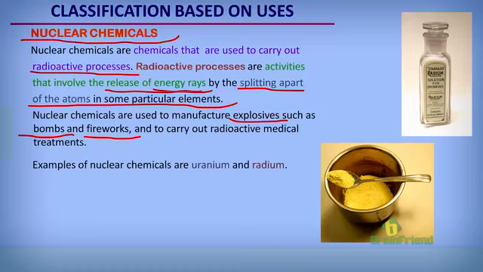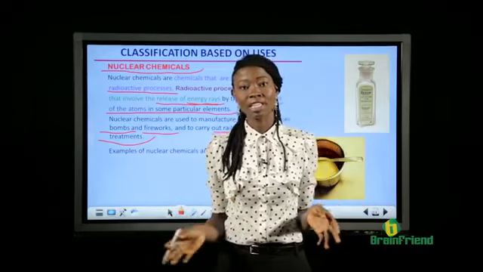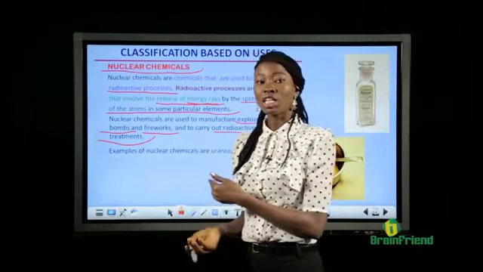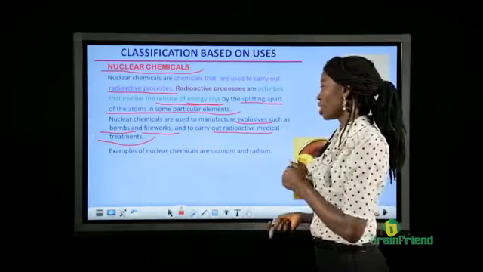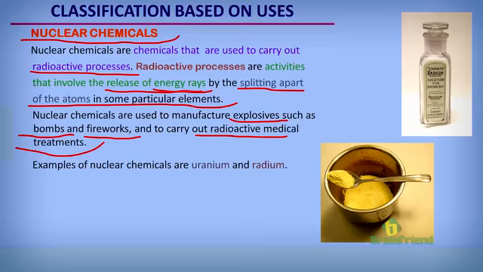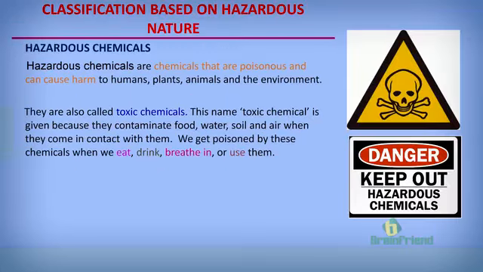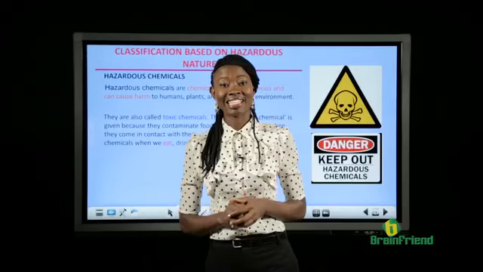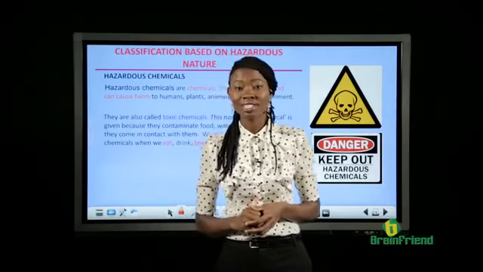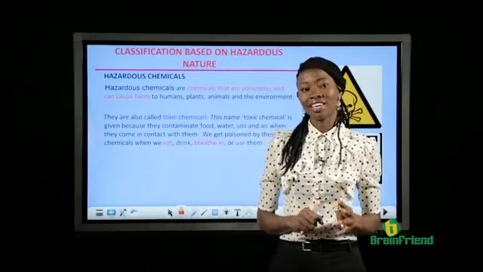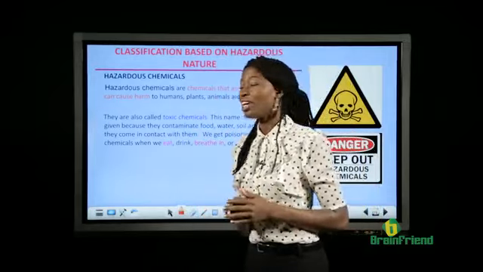Nuclear chemicals are also used to carry out radioactive medical treatments. There are certain types of treatments that are done using nuclear chemicals. Examples of nuclear chemicals are uranium and radium. Now you know the different group of chemicals that are classified based on their uses. How many are there? 6. We can go over them again.